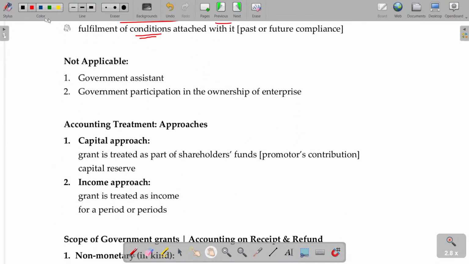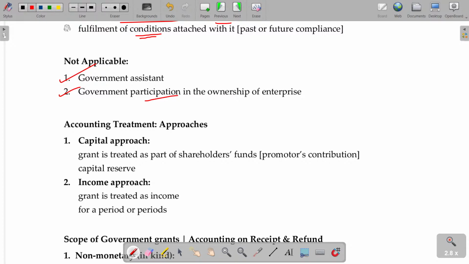And for what will this not be applicable? For assistance, not applicable. In case of government participation, this will not be applicable. Government assistance means the government will come and give guidance at free of cost. The guidance, the assistance, worth rupees 5 lakhs, given by the government at free of cost. Don't say assistance worth 5 lakhs was received but subsidy received. No, that will not be applicable. Only in case of monetary or some assets should it apply.